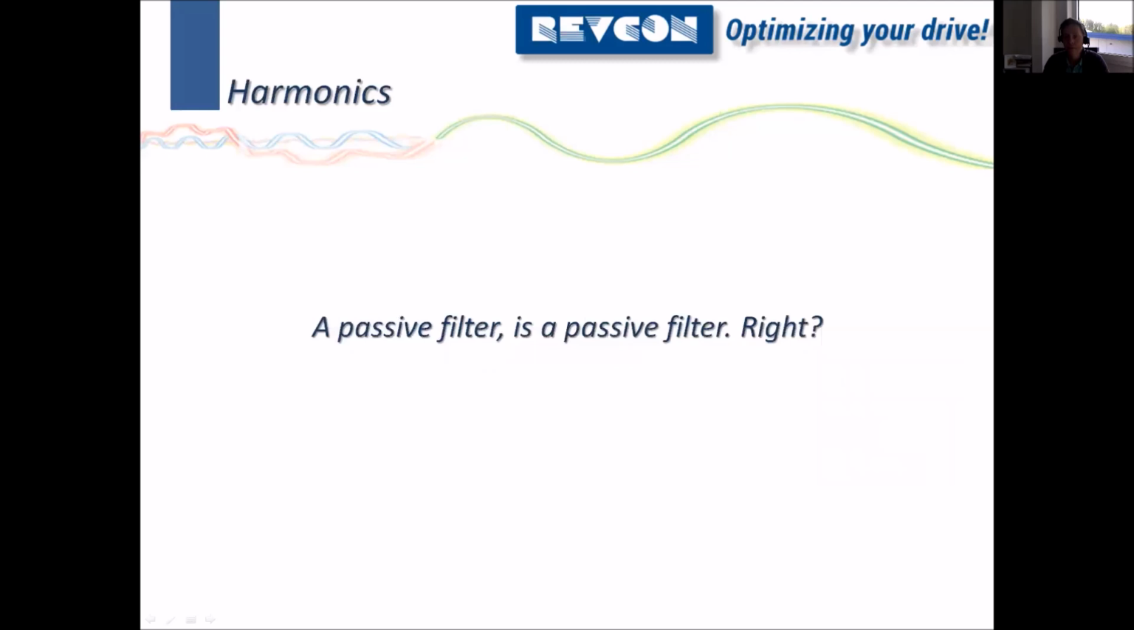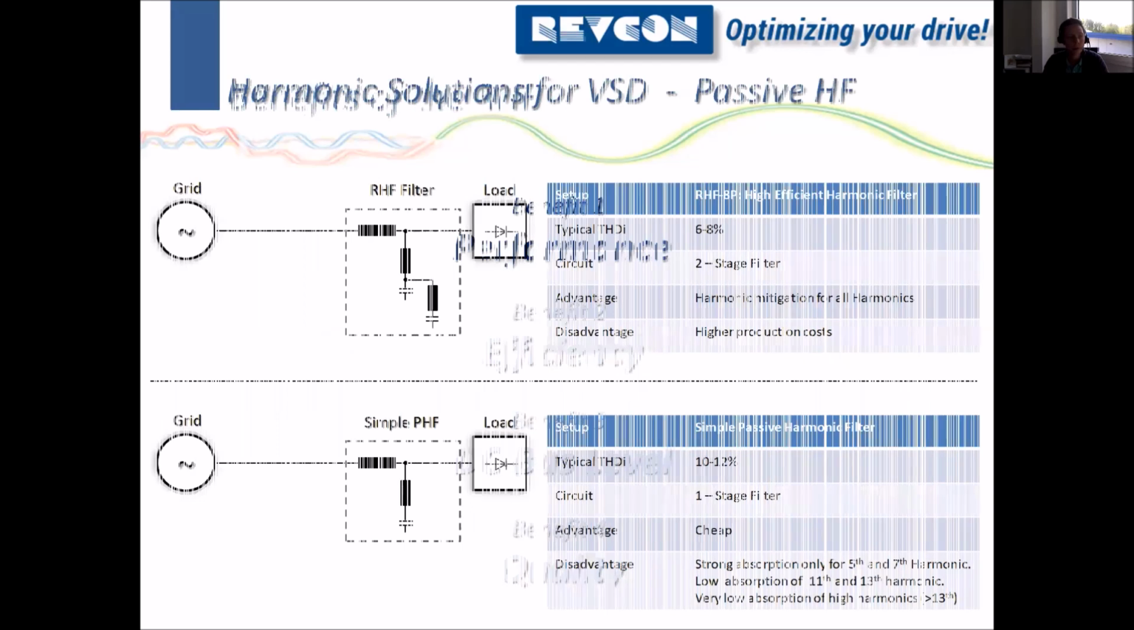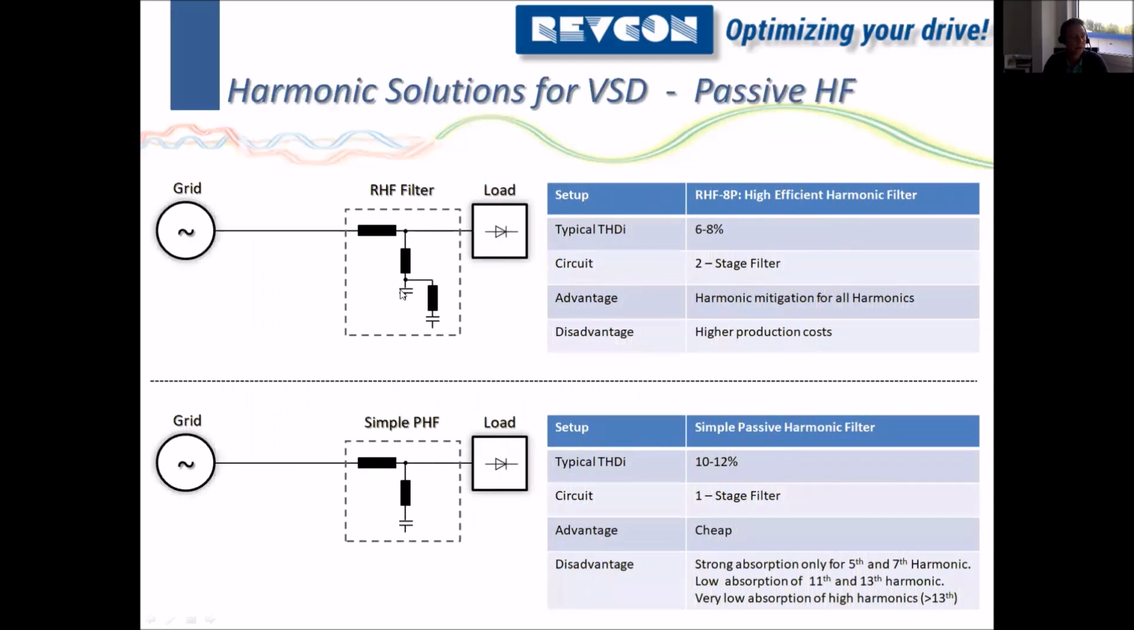Okay, so a passive filter is a passive filter, right? I want to explain 4 benefits of the RHF, 5% and 8%, the passive solutions, and you can decide if all passive filters are similar. So this is the design of the RHF, the 8%, which will give you a result of 6 to 8% THDI. And this is the design of a standard 10% simple harmonic filter that you will get from quite many brands at the moment. As you can see, the main difference is we have a double stage filter and this is a simple one stage filter.